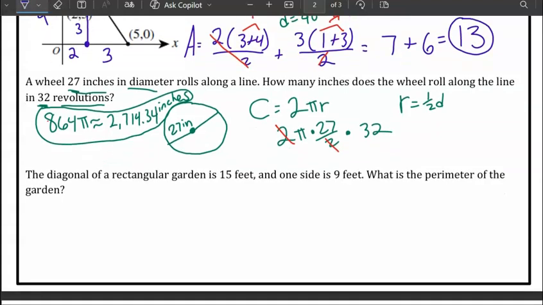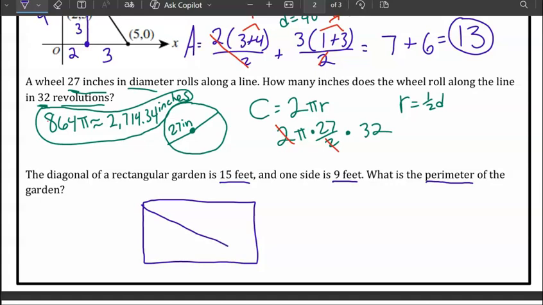The diagonal of a rectangular garden is 15 feet, and one side is 9 feet. What is the perimeter of the garden? Let's draw a rectangle. The diagonal is 15 feet, and one of the sides is 9 feet. To find the other side length, and call it L, we can use the Pythagorean theorem.